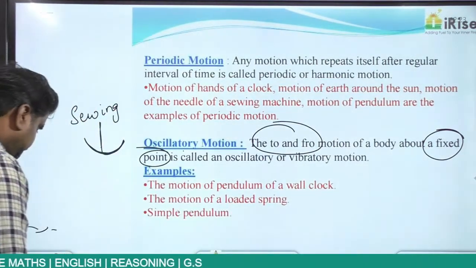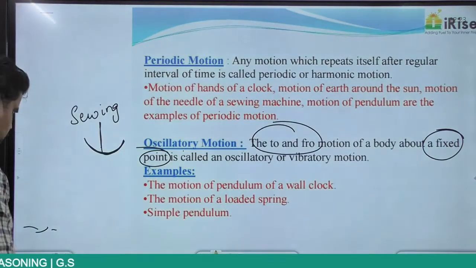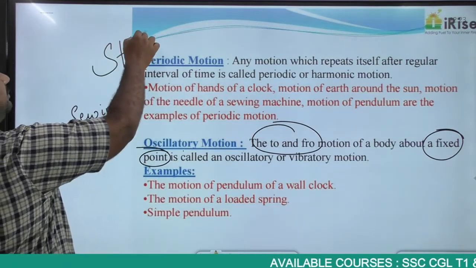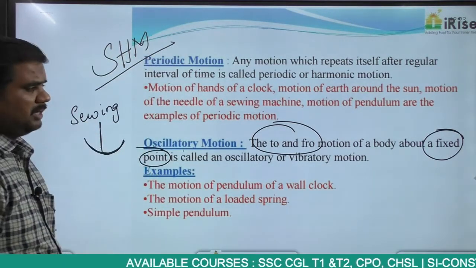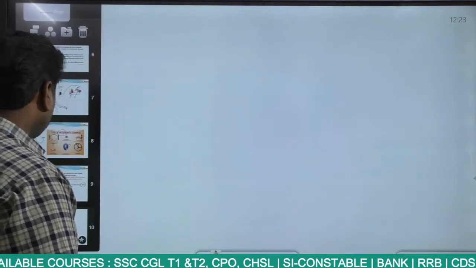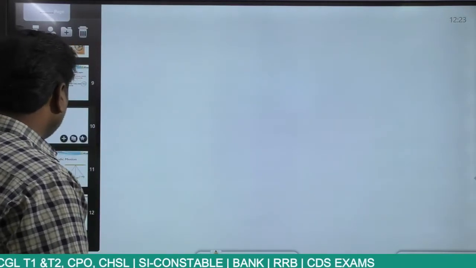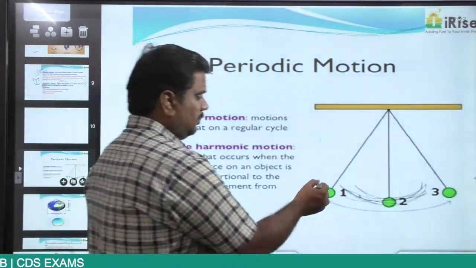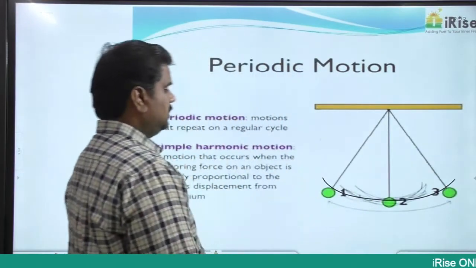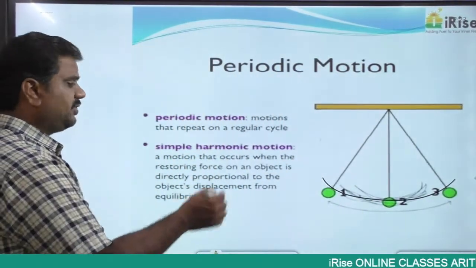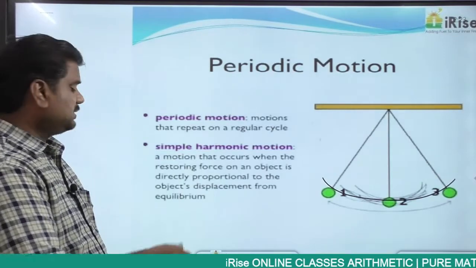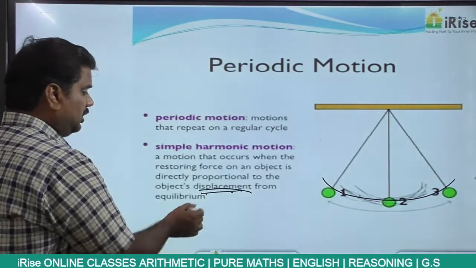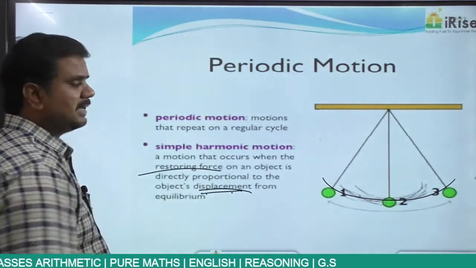Then, when talking about oscillatory motion, we talk about one particular thing called SHM, that's nothing but simple harmonic motion. So what is this simple harmonic motion? Whenever an object is moving between two different points such that the displacement of the object is directly proportional to the force that is acting on it.